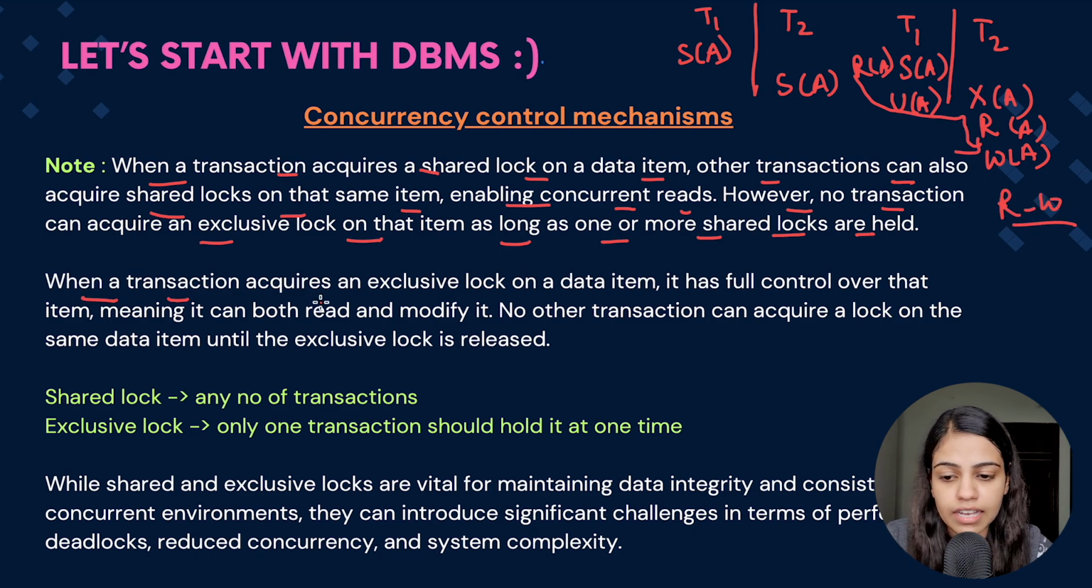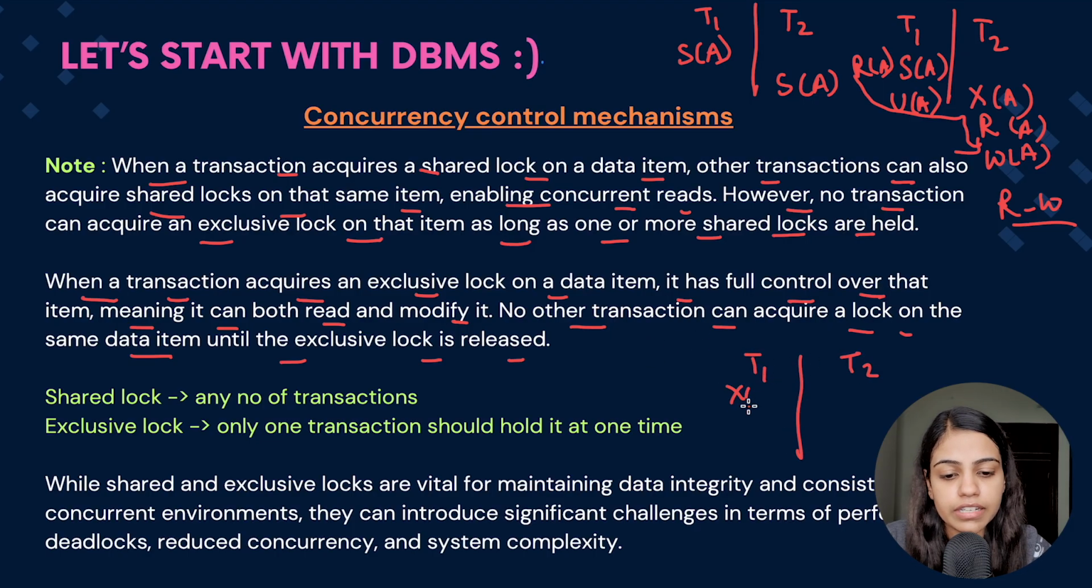Now, when a transaction acquires an exclusive lock on the data item, it has full control over the item, meaning it can read and modify it. No other transaction can acquire a lock on the same data item until its exclusive lock has been released. So if there are two transactions T1 and T2, and if T1 is acquiring an exclusive lock on A, T2 can't acquire an exclusive lock on A until or unless this particular lock is unlocked.